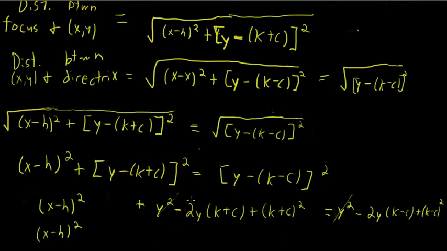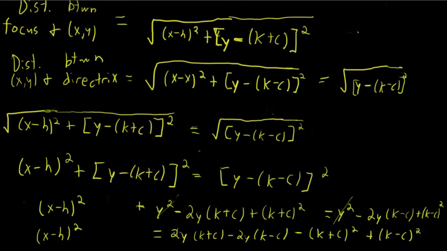But before I expand those, we're going to note that there's a y squared on this side and a y squared on this side, so those cancel. And I'm going to add 2y times k plus c to both sides, so effectively bringing it to the other side. And I'm going to subtract k plus c, the quantity squared, from both sides of the equation. So that's going to effectively bring the additive opposite, or negative, of k plus c, the quantity squared, to the other side of the equation.